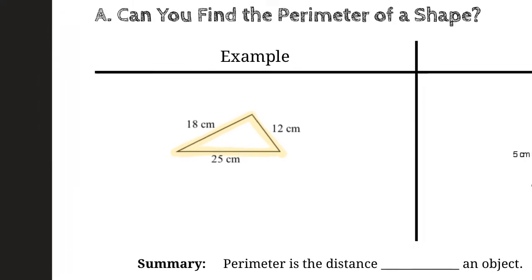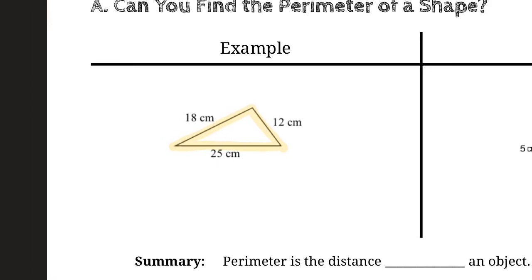So this triangle here for this first problem, all you need to do to find the perimeter is add up those three sides, right? P is the symbol we usually use for perimeter. So the perimeter is just 18 plus 25 plus 12. And if I do that on my calculator, I get 18 plus 25 plus 12 is 55.